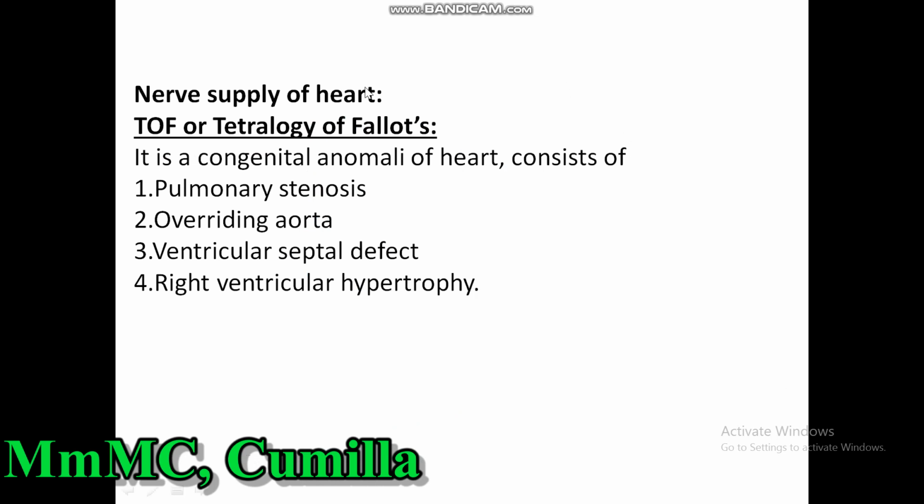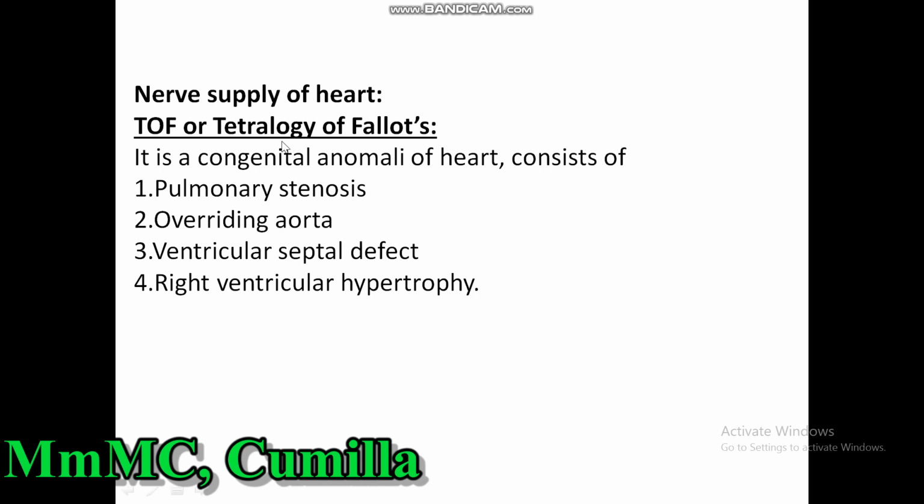Nerve supply of heart. Heart is supplied by the autonomic nervous system, sympathetic and parasympathetic. Sympathetic supply is from thoracic 1 to 5 segments of the spinal cord, which causes increased cardiac output, increased heart rate, increased blood pressure, and it dilates the coronary vessels. Parasympathetic is supplied by the vagus nerve, which causes decreased cardiac output, decreased heart rate, decreased blood pressure, and constricts the coronary vessels.